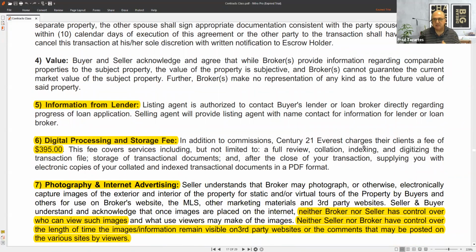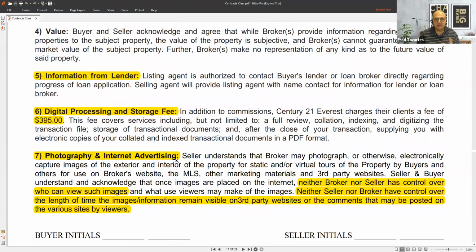Digital processing fee. This is the fee I've been talking about. Photography and internet advertising. Again, this is just stating we have no control over the pictures once it's out on the World Wide Web. It's out there. It's very hard to take stuff down.